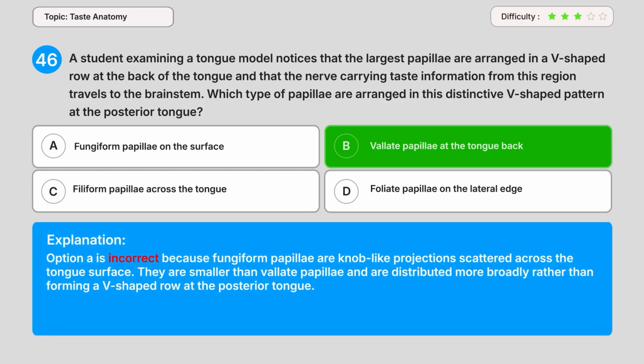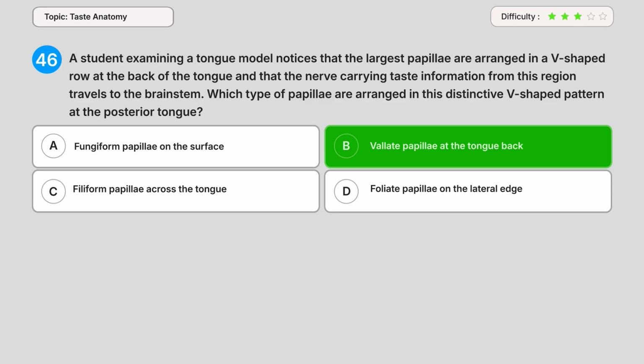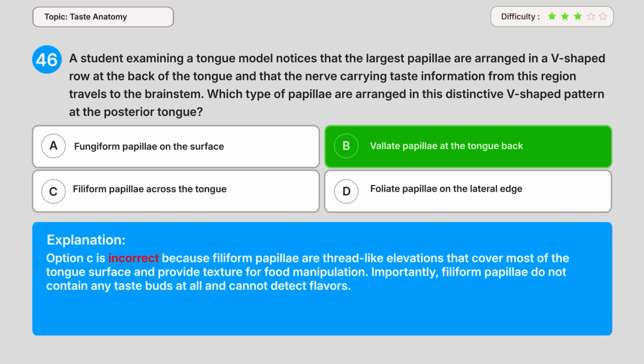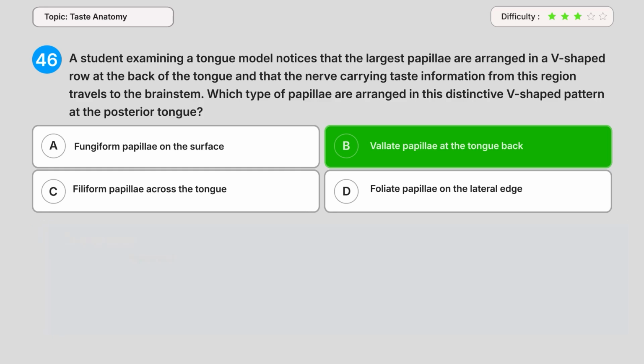Option A is incorrect because fungiform papillae are knob-like projections scattered across the tongue surface. They are smaller than vallate papillae and are distributed more broadly rather than forming a V-shaped row at the posterior tongue. Option C is incorrect because filiform papillae are thread-like elevations that cover most of the tongue surface and provide texture for food manipulation. Importantly, filiform papillae do not contain any taste buds at all and cannot detect flavours.